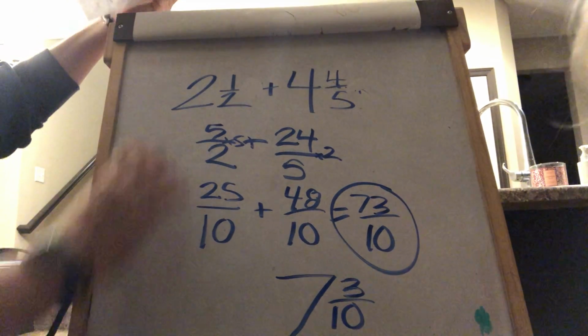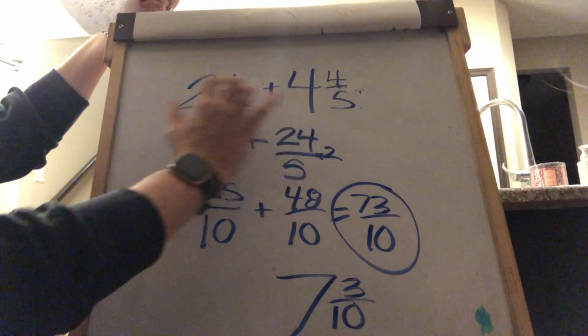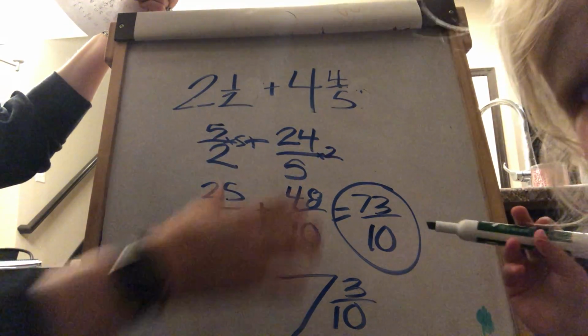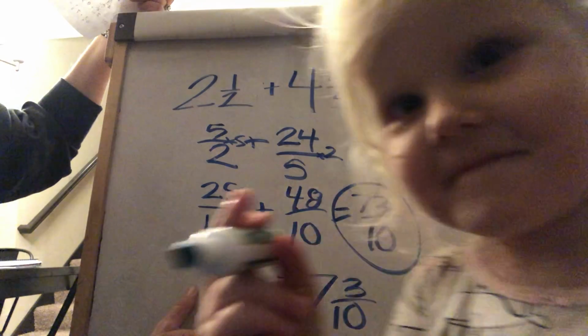So when we're doing our mixed numbers, it's your choice if you want to keep the whole numbers there, or you can change them into improper fractions. In the end, you're going to get your same answer.